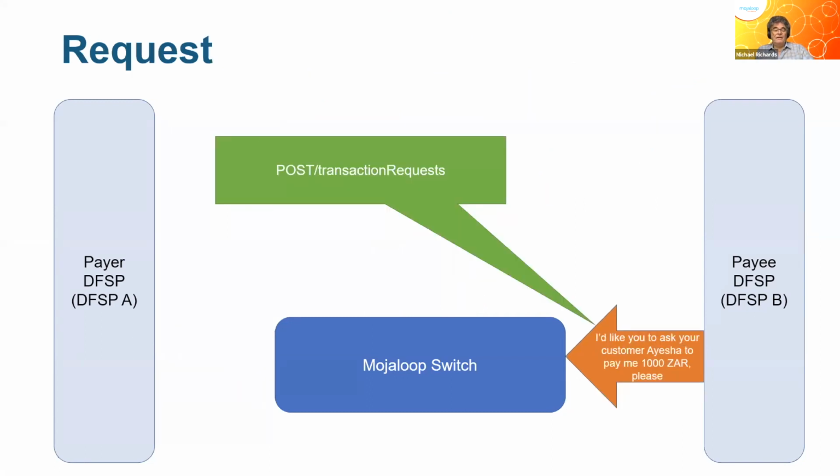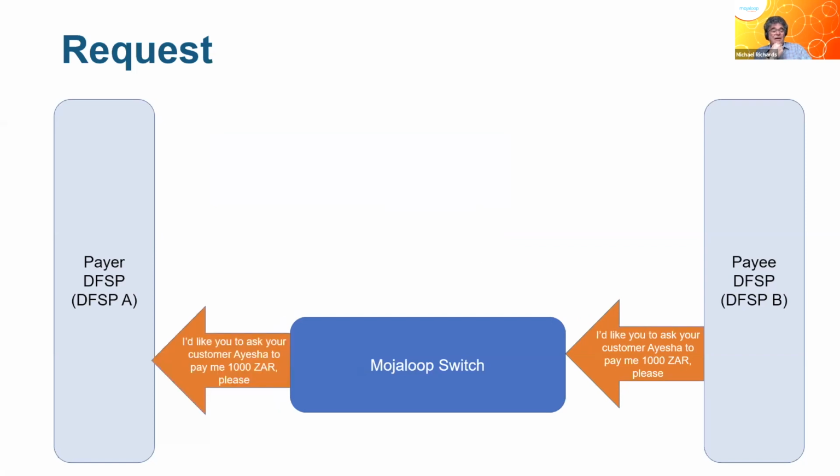Now, the payee DFSP can send a transaction request, which is a special type of API call that says, I would like you, pretty please, to ask your customer to pay me this amount. That goes to the payer's DFSP, which the payee already knows is the right DFSP because it issued a get parties beforehand.